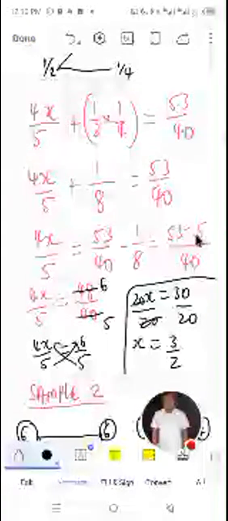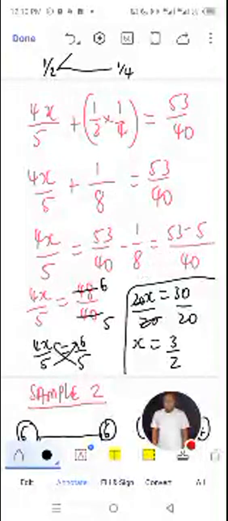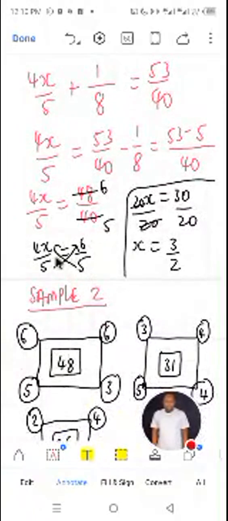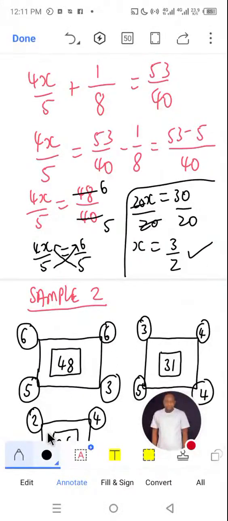So 53 minus 5 is 48, so you have 48 over 40. 8 goes into 48, you have 6. 8 goes into 40, you have 5. That was how I was able to get 6 over 5 on the right hand side. Then here we have 4x over 5. I cross multiplied, and that gave me 20x is equal to 30. So the answer is 3 over 2, unless I'm missing something. Has anybody been able to confirm what I did?